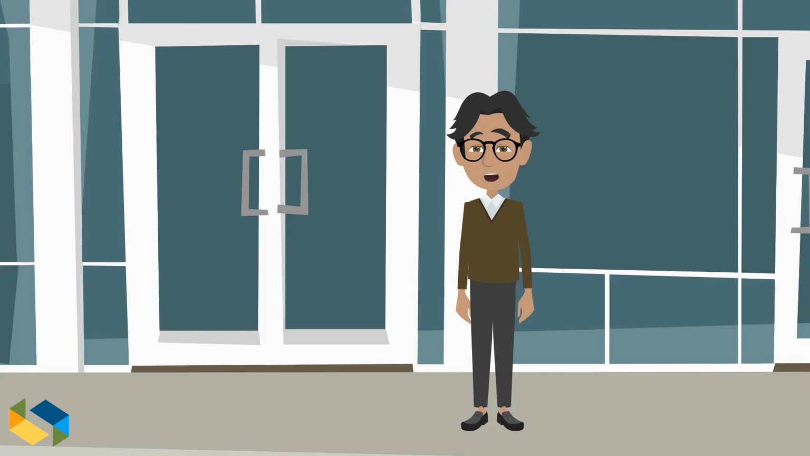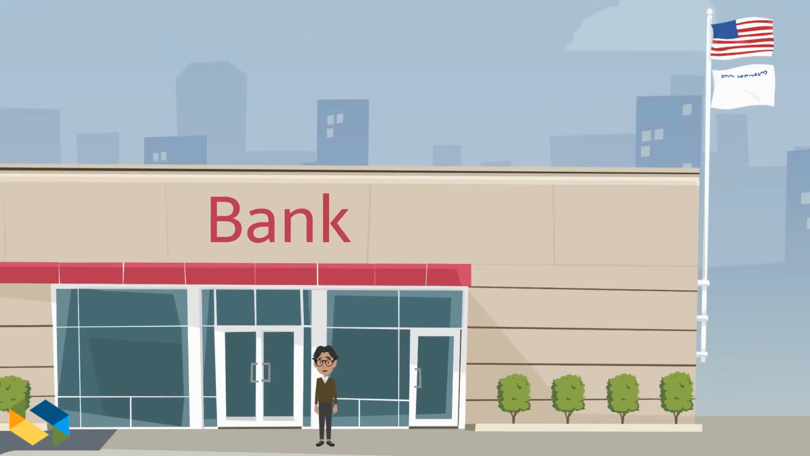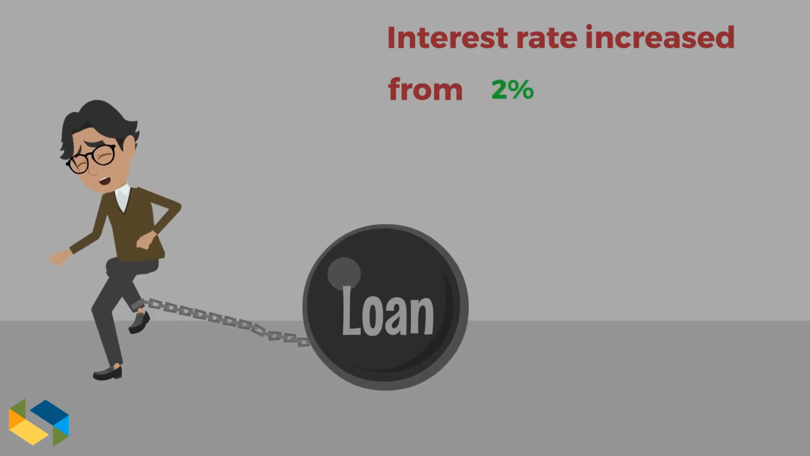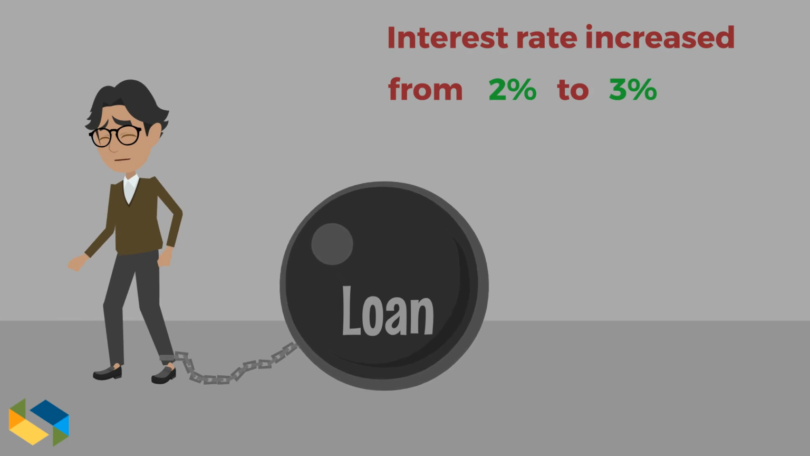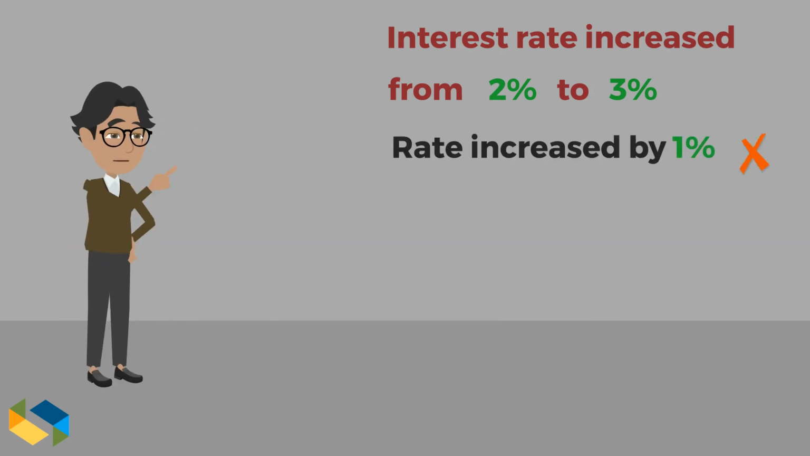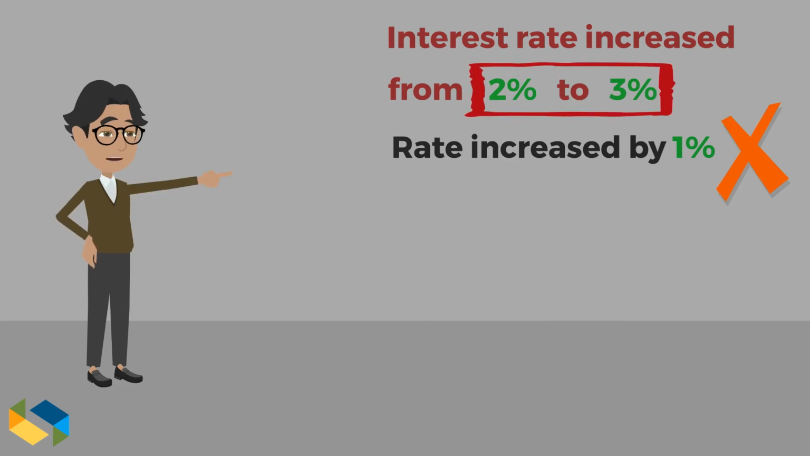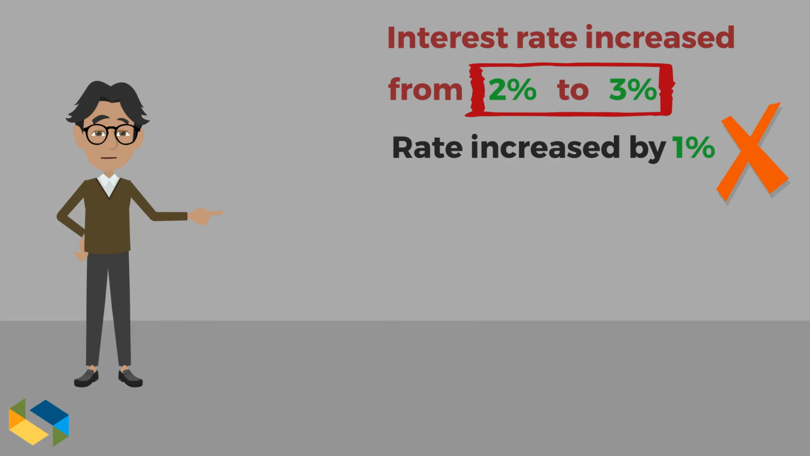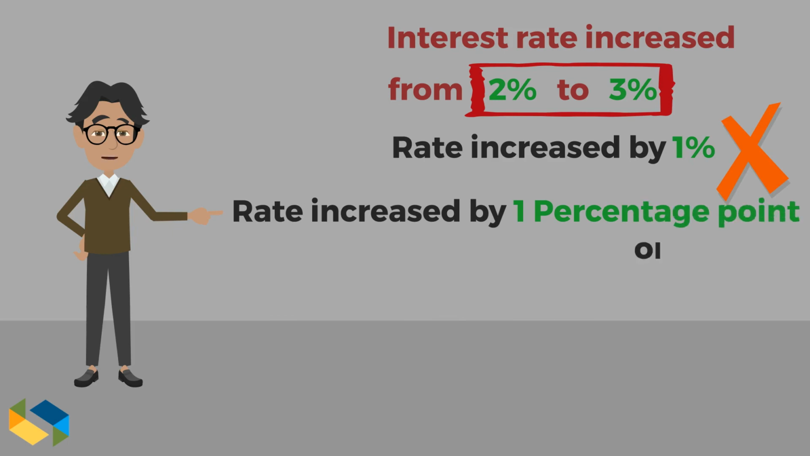Let's learn a couple of new terms via an example. A bank increased the interest rate on loans from 2% to 3%. Saying that the rate increased by 1% will be misleading, even though the absolute difference between the percentages is 1%. In such cases, we say the difference is 1 percentage point or 100 basis points.